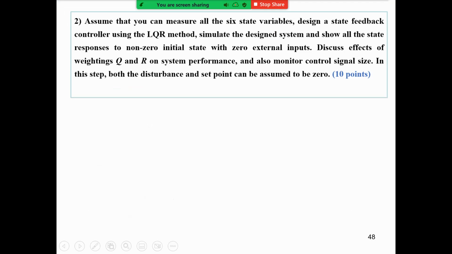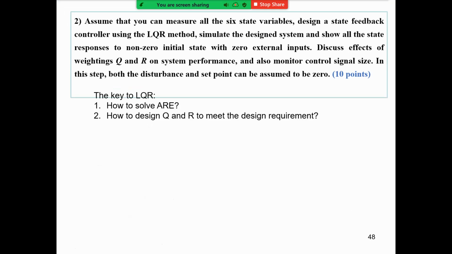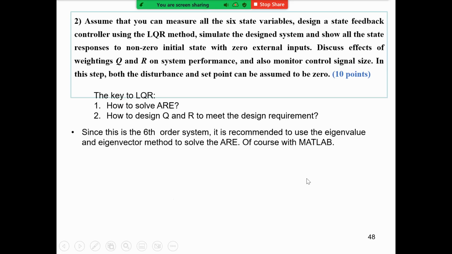Okay, the second one is the LQR, right? For this one, how do you solve the ARE equation? How to design Q and R to meet the design requirement? Since this is a 6-order system, you have to use the eigenvalue and eigenvector method. Of course, use MATLAB.